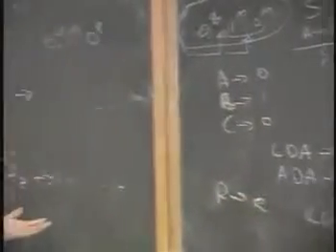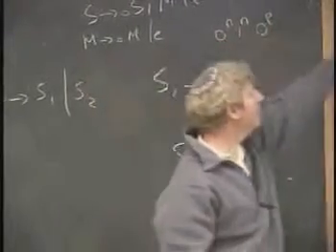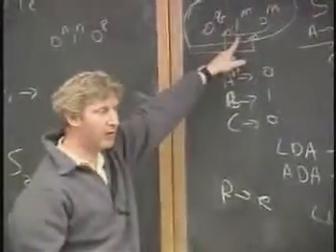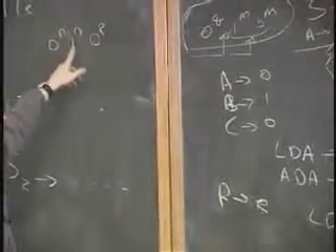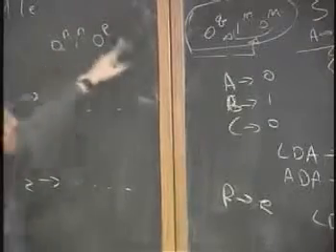Why am I doing this big example, this one and this one? What's the intersection between these two sets? This is a context-free language. We came up with a grammar for it. This is a context-free language. We came up with a grammar for it. What's their intersection? What do these two sets have in common?